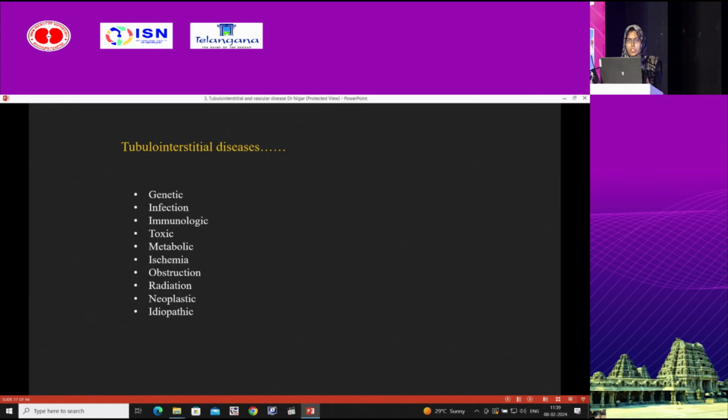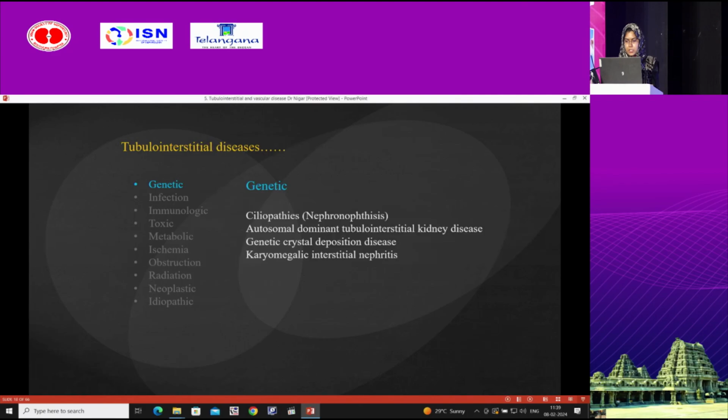This was about the introduction to tubules and interstitium. The tubulointerstitial diseases can be grouped into these various categories. Due to time constraints, we will limit our discussion only to some of the entities in each category. The first is genetic. It includes nephronophthisis, ADTKD, genetic crystal deposition disease, and karyomegalic interstitial nephritis.